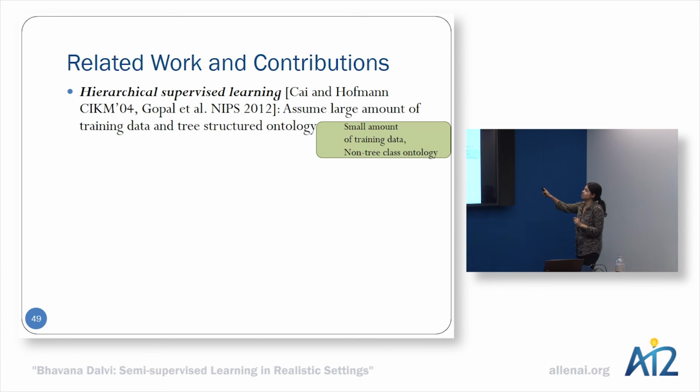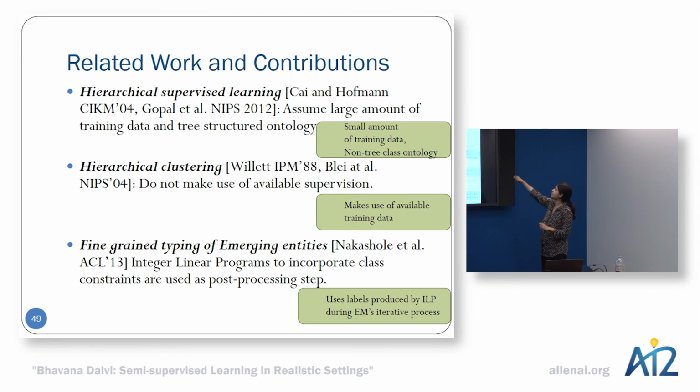So for this there is some related work. I will quickly tell you the contributions. Compared to previous work, we are assuming only a small amount of training data. We are not assuming a tree structure hierarchy. We are making use of training data, so it's not a clustering task. And these ILPs were used previously by some approaches, but we are using it in an EM setting. So the labels produced are helping us learn better classifiers in the next iteration.